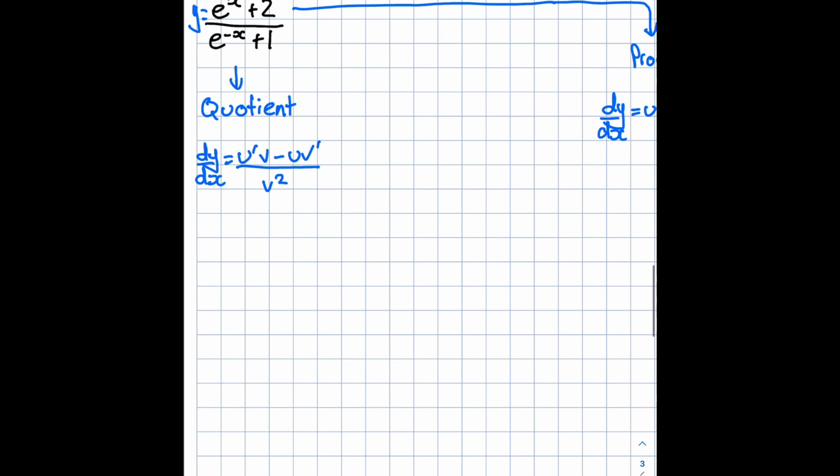So let me zoom in a touch. In this space here, we've got u equals e to the x plus 2, which means u dash equals e to the x. And then we've got v equals e to the negative x plus 1, which means v dash equals negative e to the negative x. So we're all sweet here. So let's put our values in here.